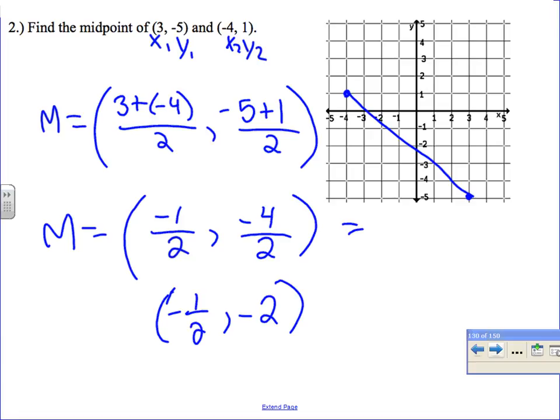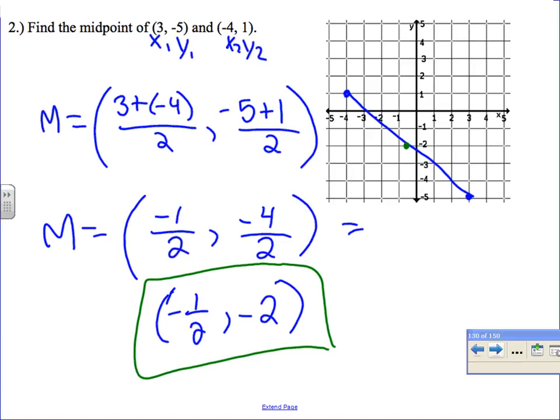If we go over to the left 0.5 and down 2, we're about right here. And again, if I could draw perfectly, that is the midpoint. So that's your answer. Any questions on that one?